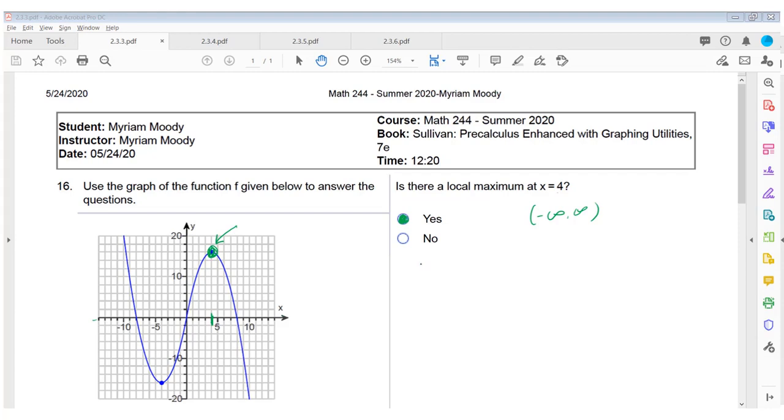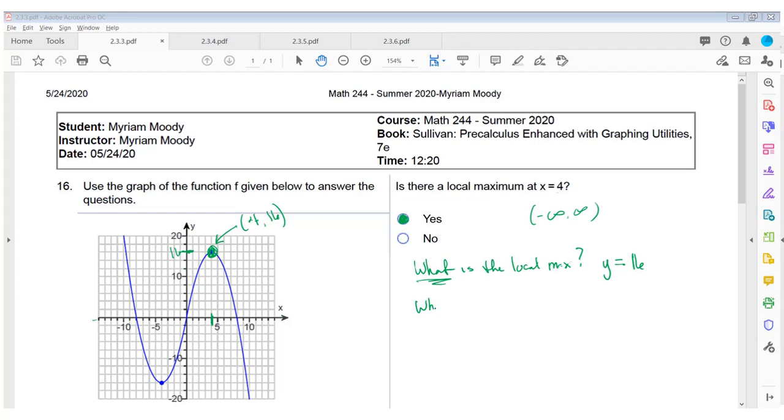Now, I could ask you a follow-up question on this. I could ask you, what is the local maximum? So, you would have to know this y value, wouldn't you? So, this is 4, comma, what is this? Looks like these are in increments of 2, and that looks like it's 16, isn't it? So, what is a local maximum? That's a y answer, so you better write y. Y equals 16. Make sense?